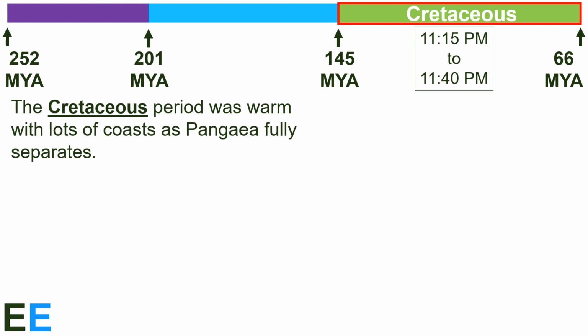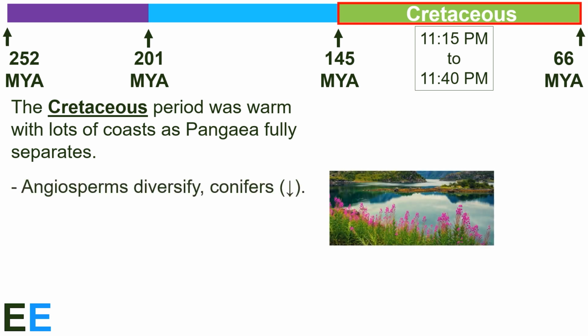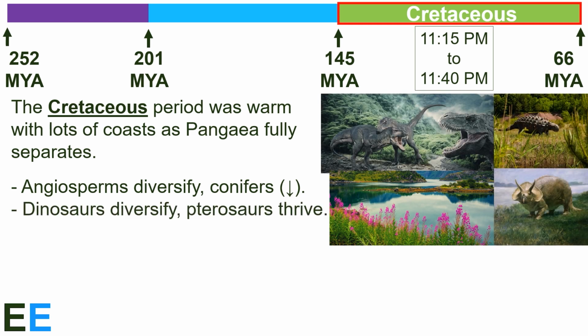Marsupials were never replaced by placentals on the isolated Australian continent, for example. On land, the angiosperms begin to diversify, and the conifers, after being the dominant large plants of Earth for 150 million years, begin to decline. Dinosaurs diversify and really rule the Earth, and pterosaurs rule the skies. There were lots of birds at this point, but they apparently weren't as numerous.